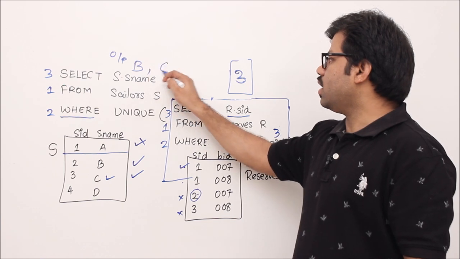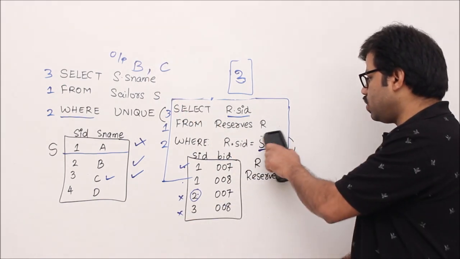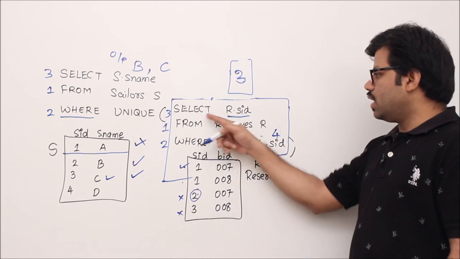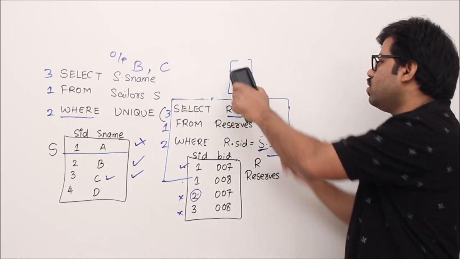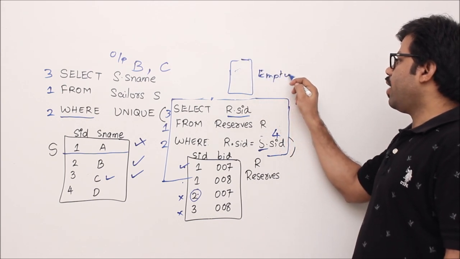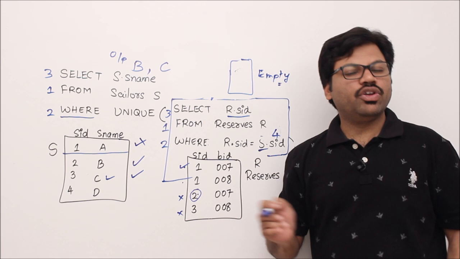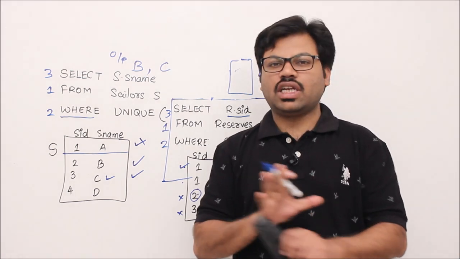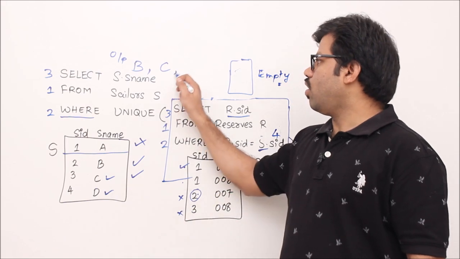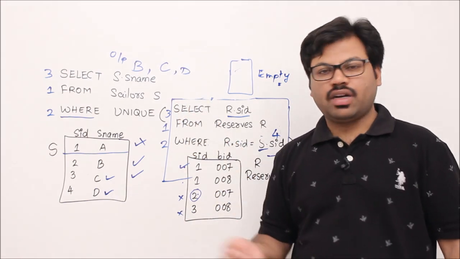So what is the name? C. Later 4 will be substituted. Is there a reservation with 4? No. Then the number of tuples selected here is 0, right? So it is an empty table. When you get an empty table, is it unique or not? Unique means the number of tuples is 0 or 1. Yes, 0, so this will be selected. So the output is b, c, d, but not a.